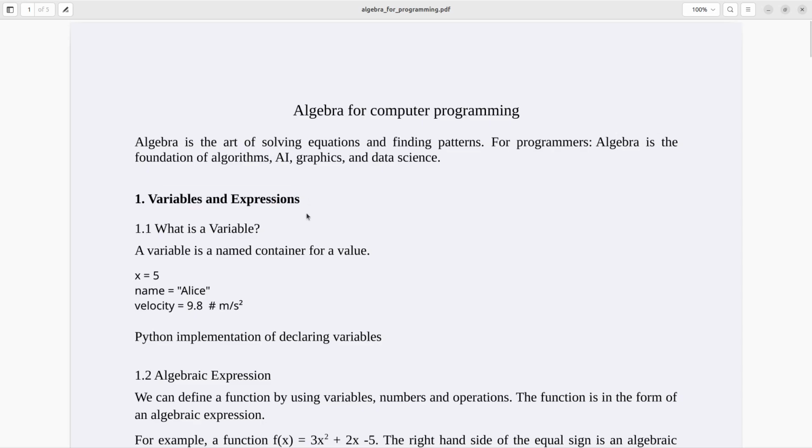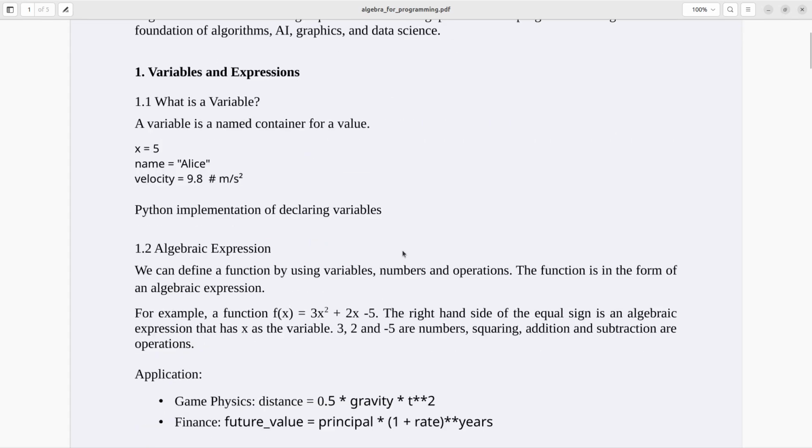So what is a variable? A variable is just a named container for a value. We can let x be 5, so the variable x becomes a container to store the value 5. And here we have a name equals Alice statement. It means that the name variable will store this string called Alice, okay?